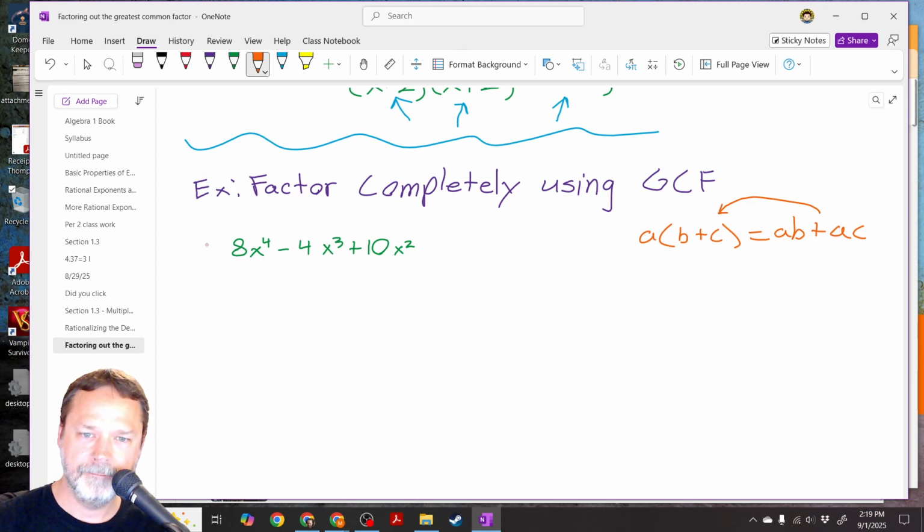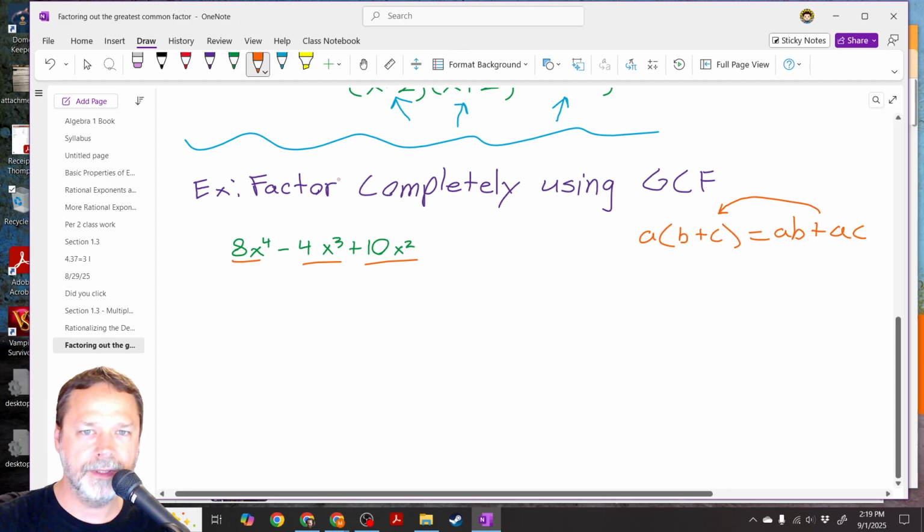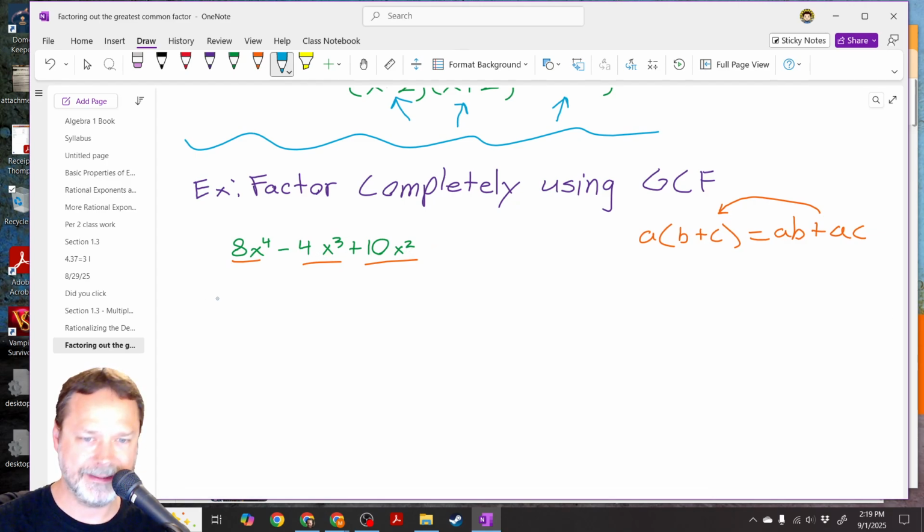It's to say, hey, all of these, do they have something in common? So the first thing we do is look at the variable. We have 4 x's here, 3 x's here, 2 x's here. Each one of these has at least 2 x's. I know I can factor out an x squared out of each term. Like I could write this one as 8x squared times x squared. So I know x squared's a factor there. So there it is.